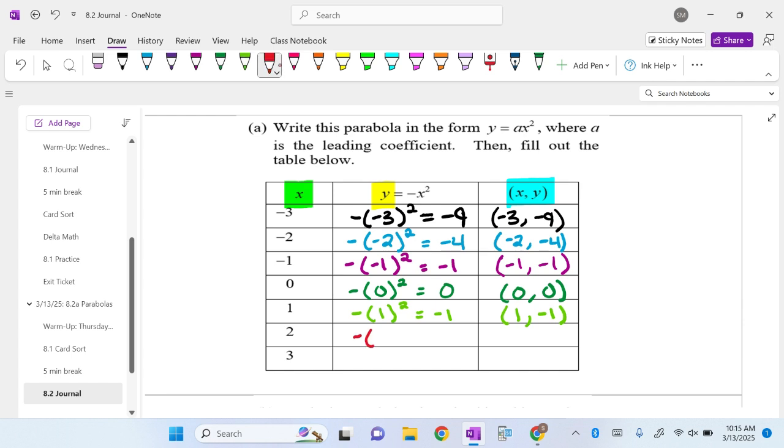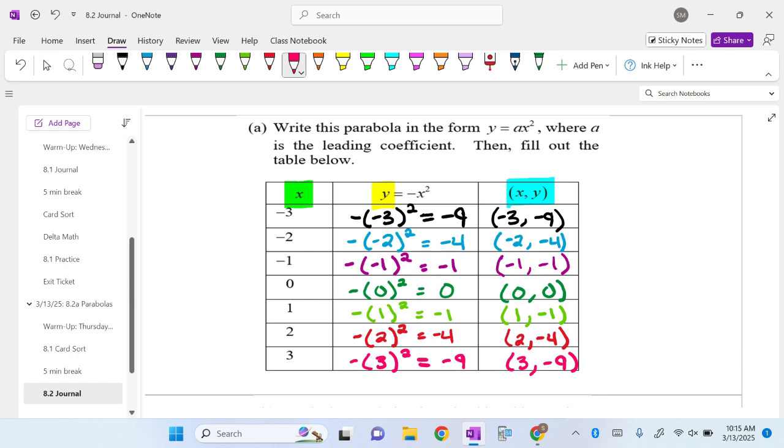Then we have negative times 2 squared. What's 2 squared? 4 times a negative? Negative 4. So this would be 2, negative 4. And then our last point, we have negative 3 all squared. What's 3 squared? 9 times negative? Negative 9. So this would be 3, negative 9.